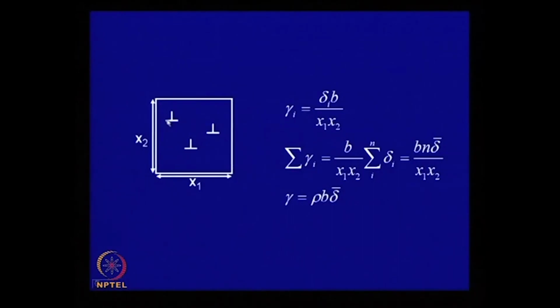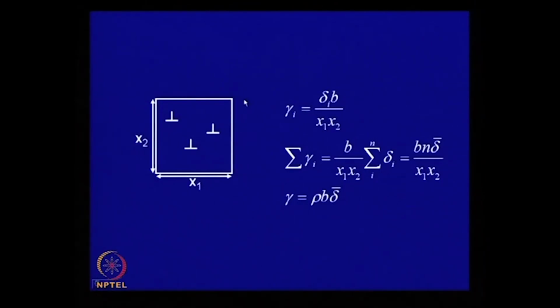It is quite likely a dislocation will move a fraction of this distance. Let us consider a specific dislocation, the ith dislocation, that can move a distance delta i. Then the strain that it will generate will be delta i b over x1. This will be the magnitude of the step that will be created, and if you divide by this distance x2, then you will get the shear strain.